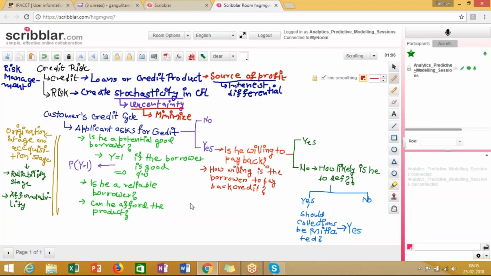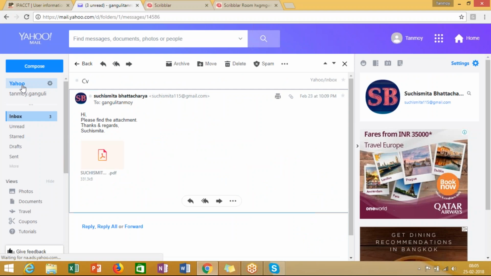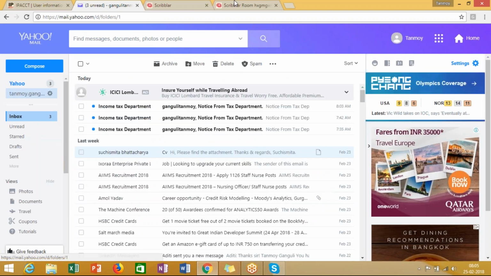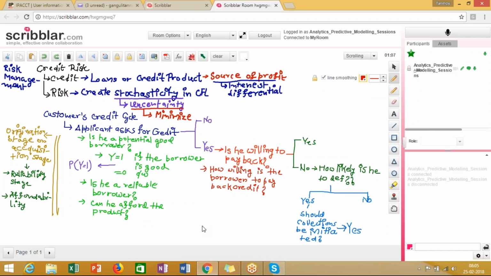Now, if I'm talking about how willing the borrower is to pay back the credit, that means if the borrower's willingness to pay back the credit is lower, higher will be his chances of defaulting on the loan. And if the willingness to pay back the credit is very high, then lower will be his chances to default. So the bank is trying to assess how likely the borrower is to default in the next 12 months.